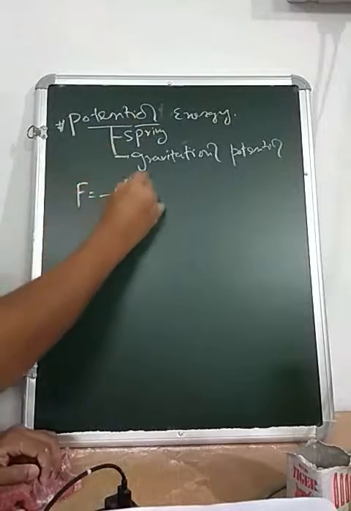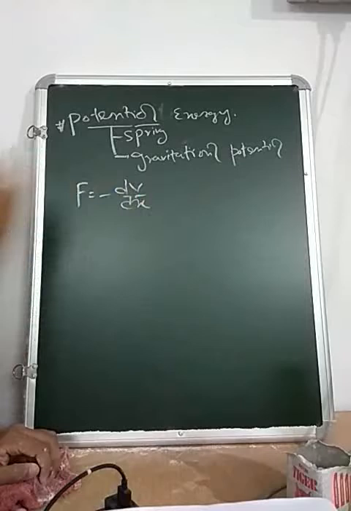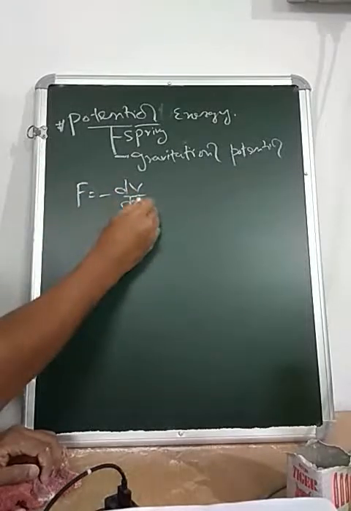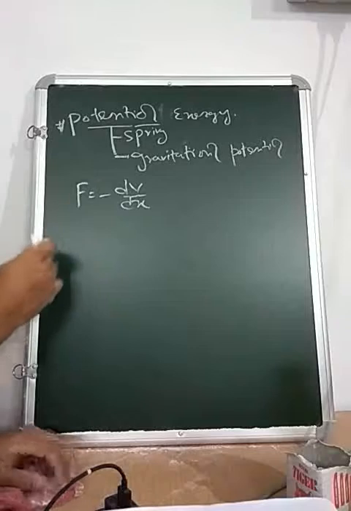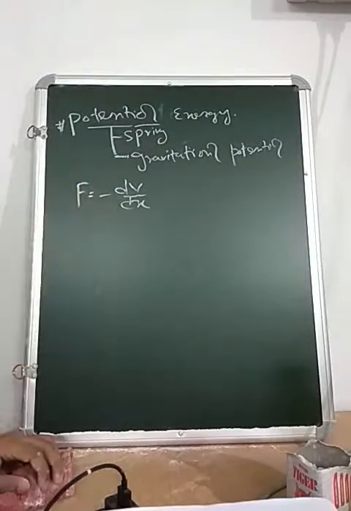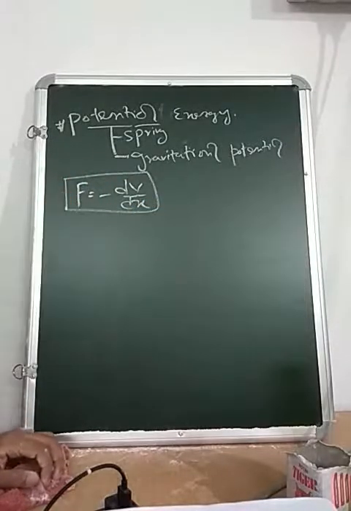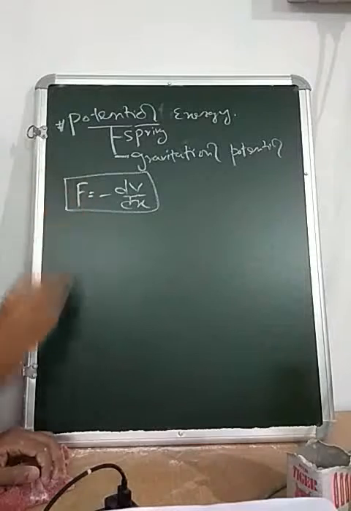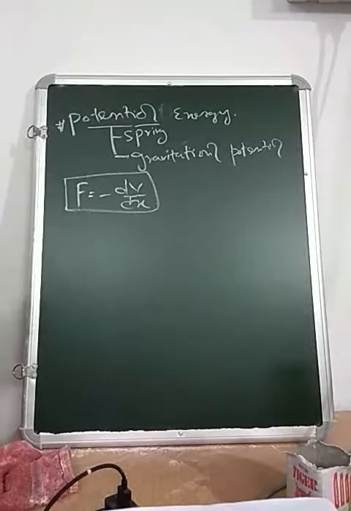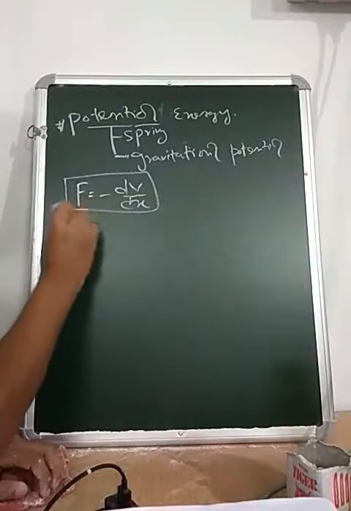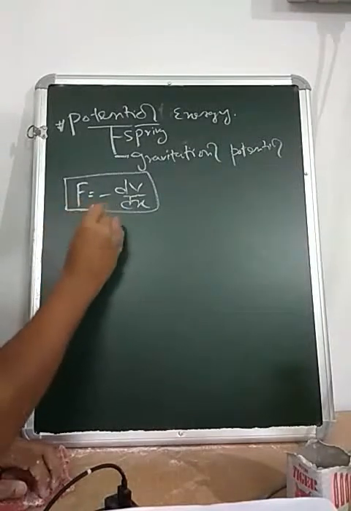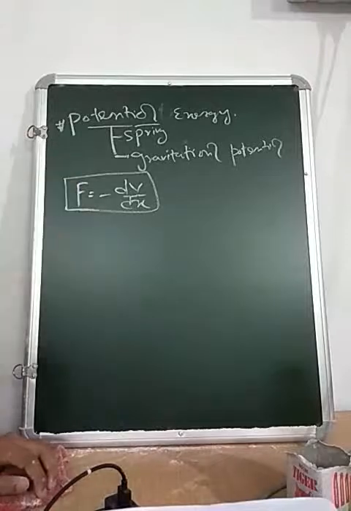What is the condition for a conservative force? F is equal to minus dU by dx. This is the condition for a conservative force. Then we discuss the conservation of mechanical energy, which suggests that in case of work done by a conservative force, the total energy of the system remains constant.